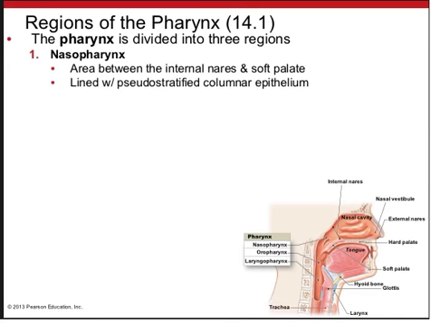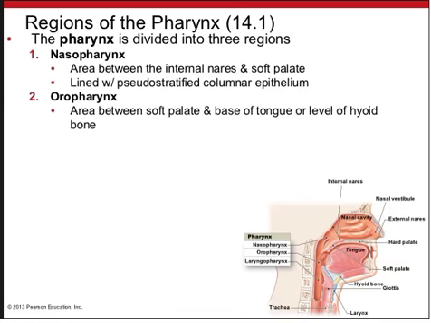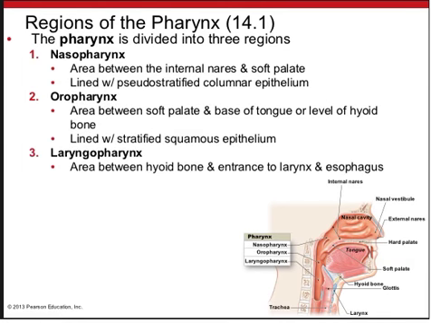It's lined with pseudostratified columnar epithelia. The oropharynx lies behind the mouth, between the soft palate and base of the tongue, and it's lined with stratified squamous epithelium. And the laryngopharynx is the area between the hyoid and the entrance to the larynx and the esophagus, and it is lined with stratified squamous epithelium.